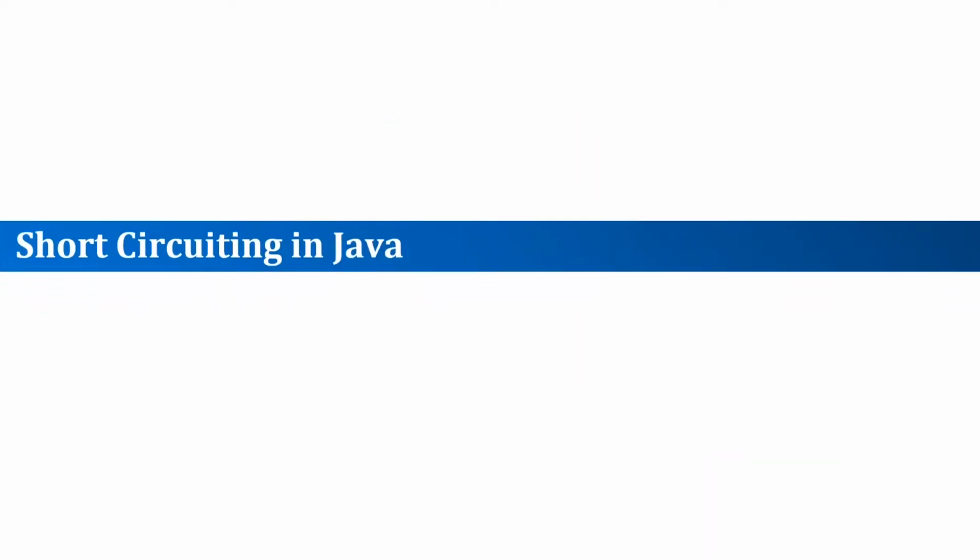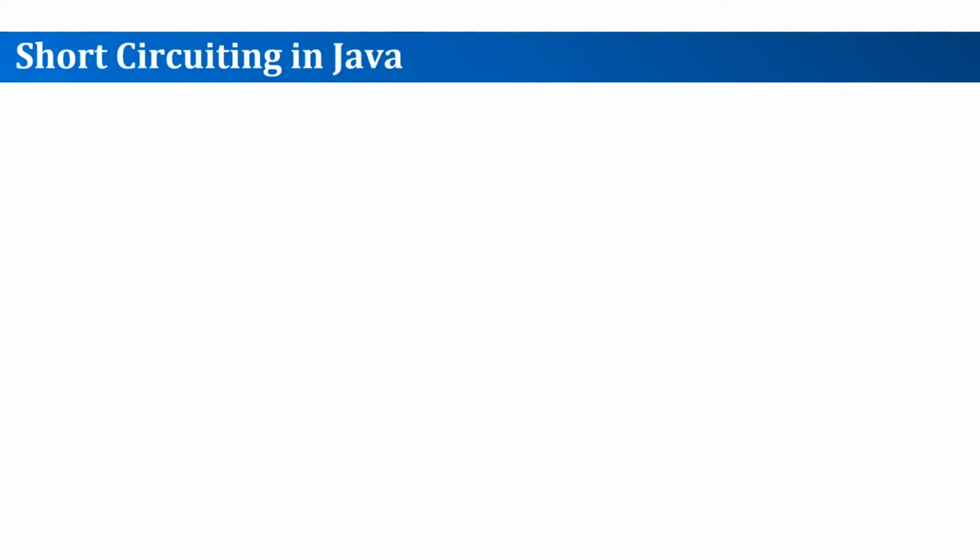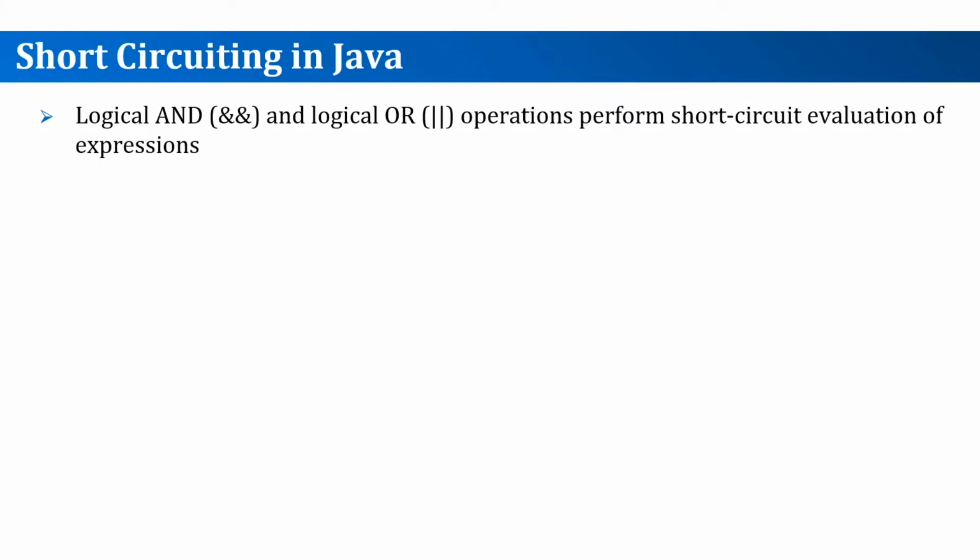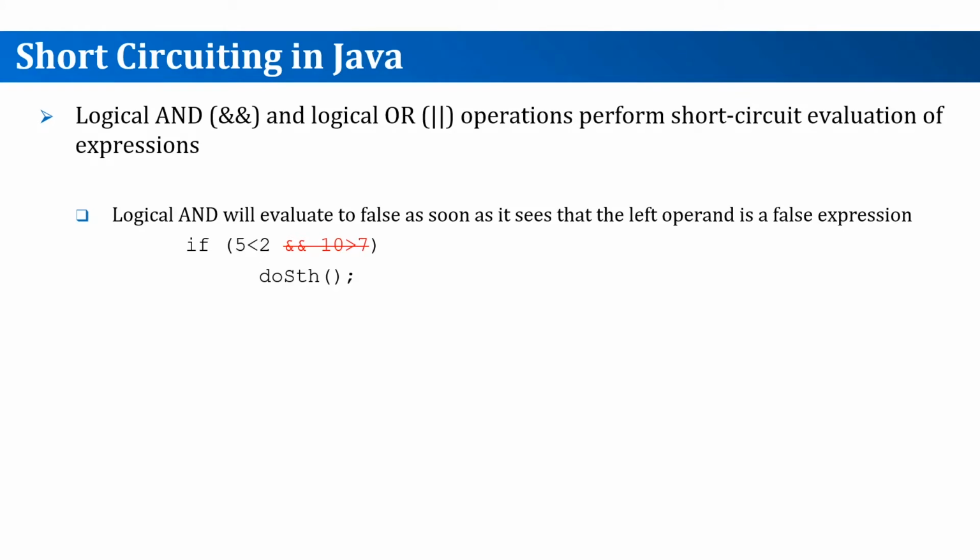In this video, we will learn what short-circuiting is and how Java performs short-circuiting. Short-circuiting refers to the behavior of the AND and OR operators in Java when a logical expression is evaluated. Remember, we said that both expressions before and after the AND logical operator must evaluate to true for the whole expression to become true. So if you have two expressions joined by an AND operator and the first expression evaluates to false, this means that the whole expression is false.